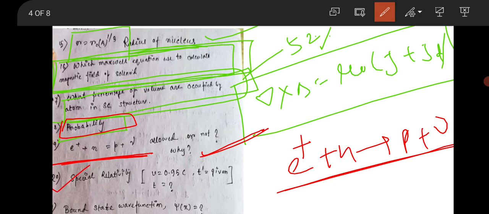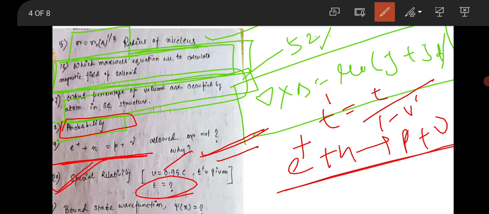Then special relativity was a question. So everything was given, t prime was given, u was given, so you have to find the t. Generally you can use the direct formula, t prime equal to t by square root of 1 minus v square by c square. Okay, this t is the proper time, which will be larger.